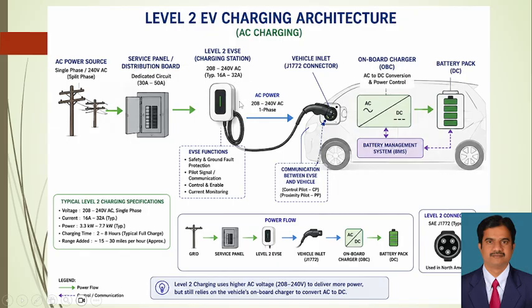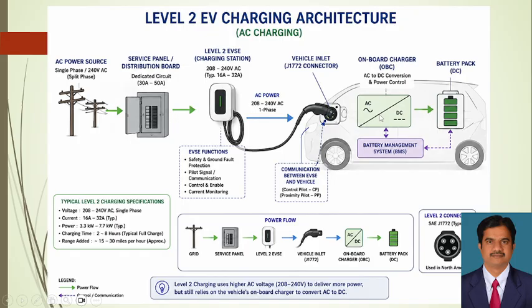Then AC power is supplied through the cable to the connector. The connector used is the J1772 connector. Remember this point, this number. So single phase supply is given to the vehicle, where the AC supply is converted into DC supply. This part is called the onboard charger.